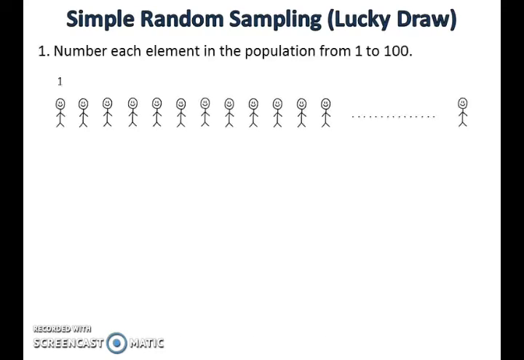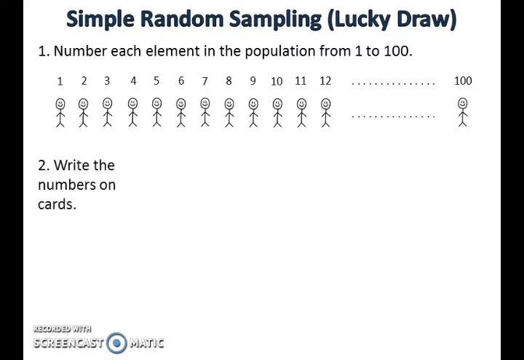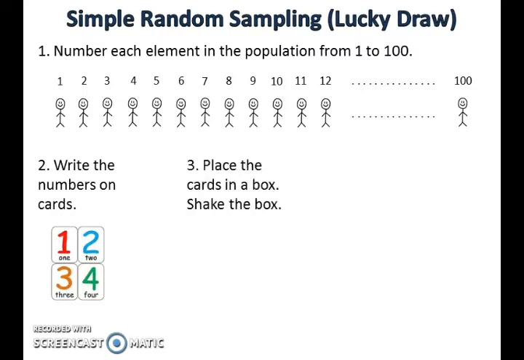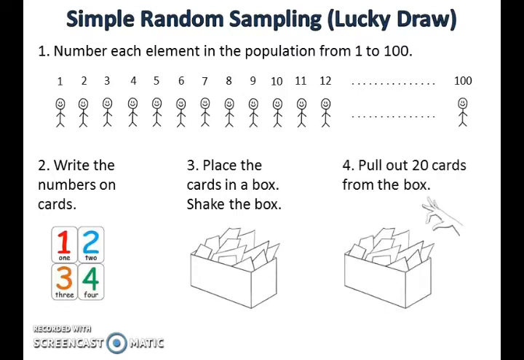To take a sample by using simple random sampling, first, number each element in the population from 1 to 100. Next, write the numbers on cards. After that, place the cards in a box and shake the box. Lastly, pull out 20 cards from the box.